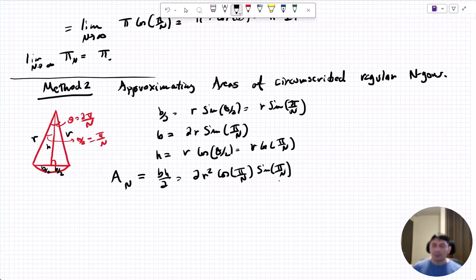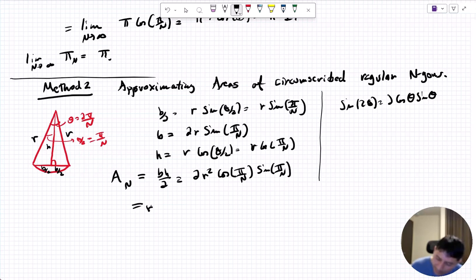Now, if you remember the double angle formula for the sine function, as an aside, the sine of 2 theta equals twice cosine of theta times sine of theta. So this is equal indeed to r squared times the sine of 2 pi over capital N. And here we go. We might have made a mistake, but bear with me. Yes, so I think we're on track.